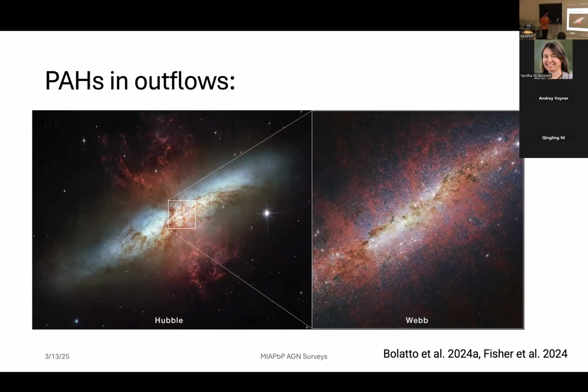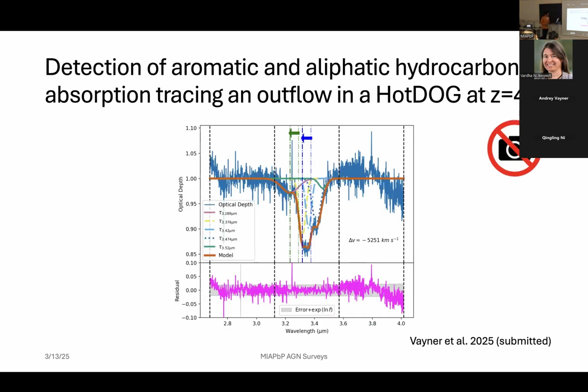And at least in the nearby universe, we do have several of these examples where there is good evidence for PAHs in outflows. But at high redshift, this has been very, very difficult to do. And now with JWST, I think because of the higher spectral resolving power of MIRI, for example, we can start to maybe perhaps detect some of these sources.